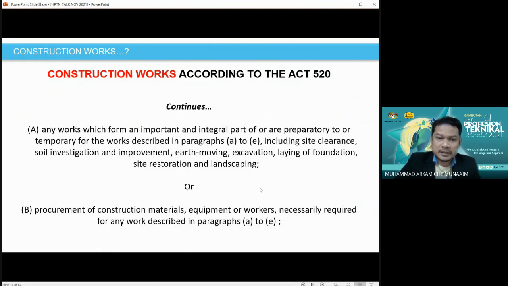This includes site clearance, soil investigations and improvement, earth moving, excavation, laying the foundation, and also restoration, as well as landscaping or procurement. So continuing from the first A to E, now A and/or B. Procurement of construction material is also part of the construction works. Equipment or workers, the appointment and registration of workers, is part of the construction works necessarily required for any work described in A to E before.